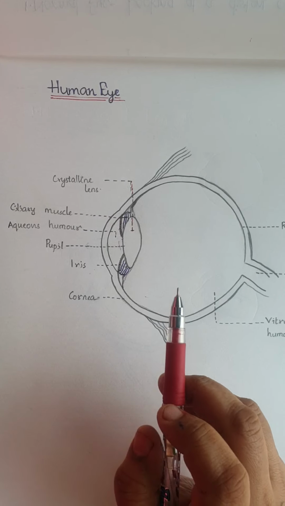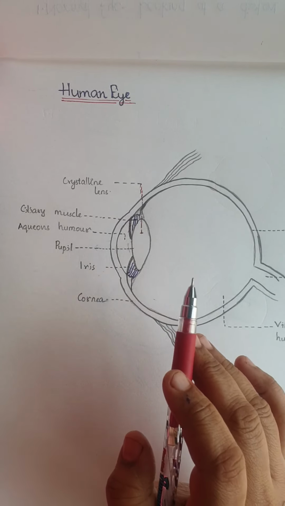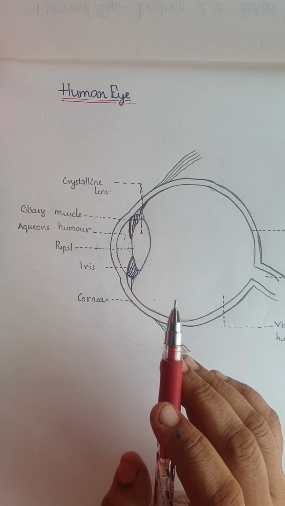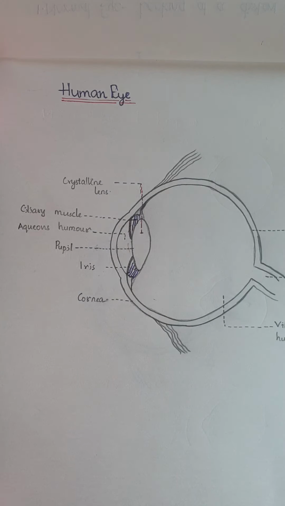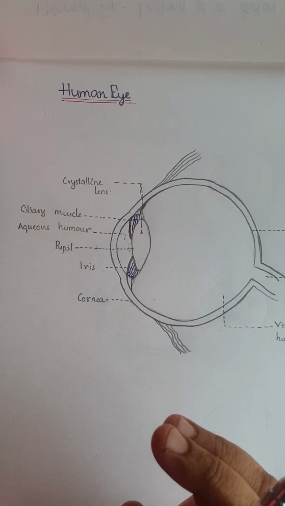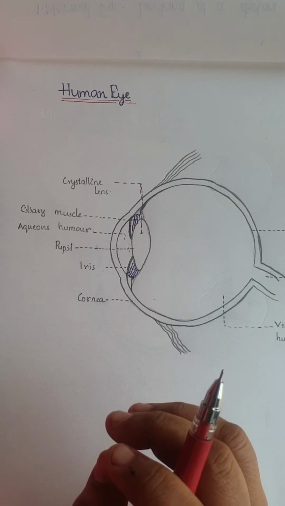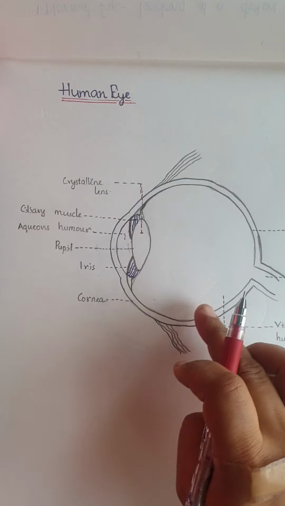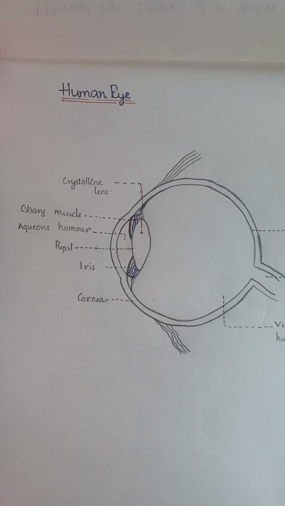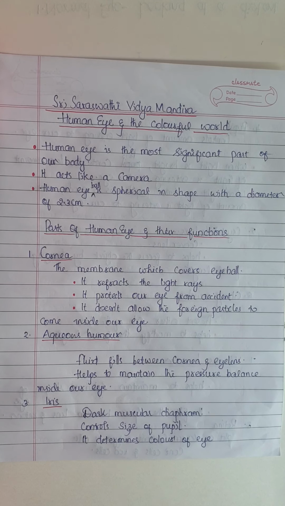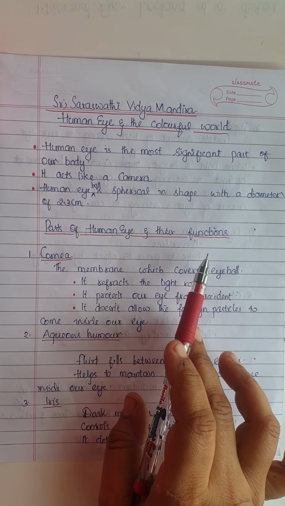Human eye. The human eye is the most significant part of our body. It acts like a camera. The human eyeball is spherical in shape with a diameter of 2.3 centimeter. Then the parts of the human eye and their functions.